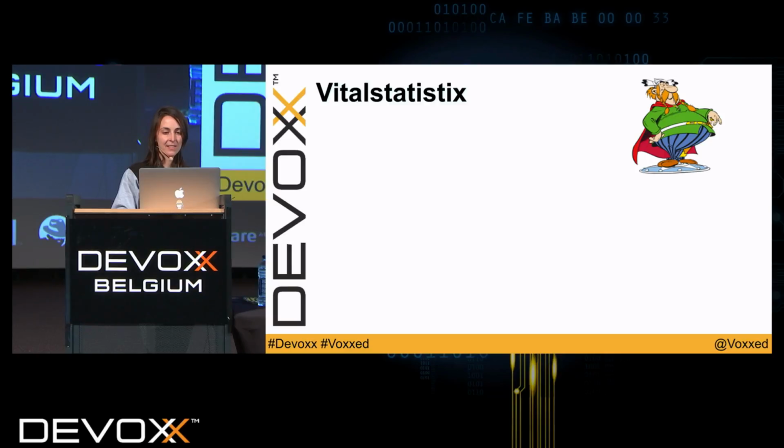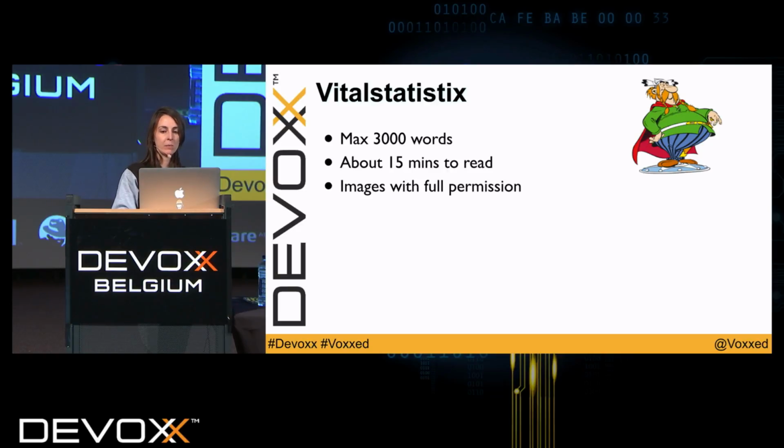So what are the statistics? We look for a maximum of 3,000 words. It can be a bit longer, but it's very difficult to keep people's attention. And also, if it's a bit longer, then you should maybe consider a career as a technical author. Write a book. About 15 minutes to read, so again, it's just keeping people's involvement. Images need to be used with full permission, so no copyright infringements. Code examples are great.